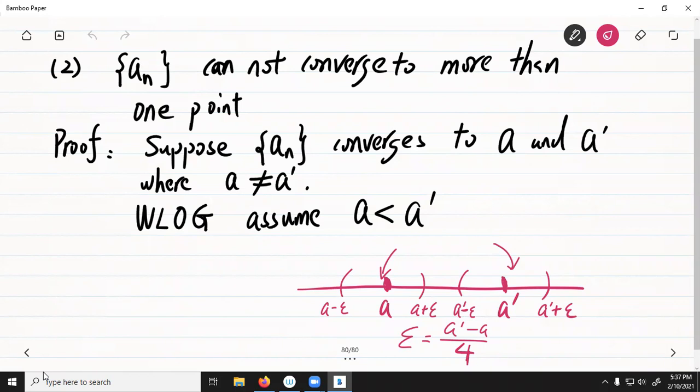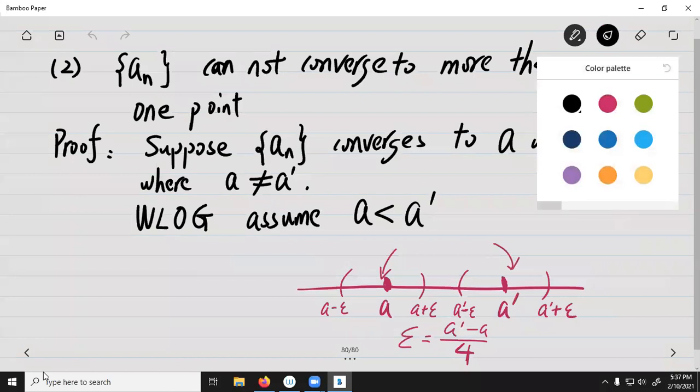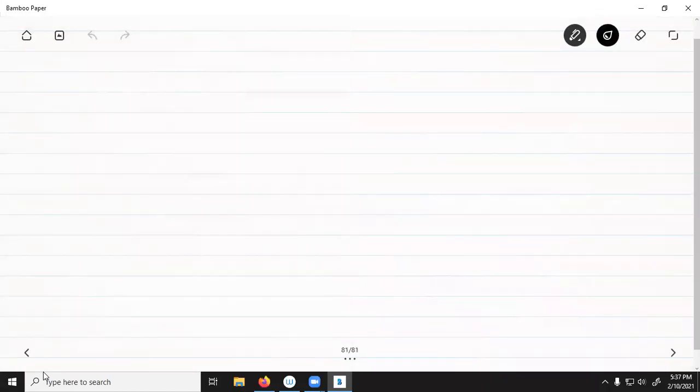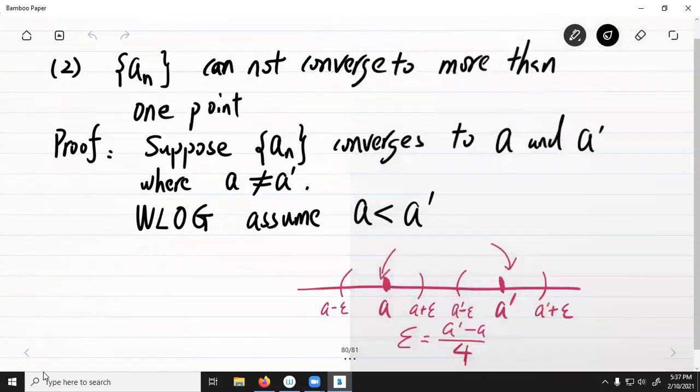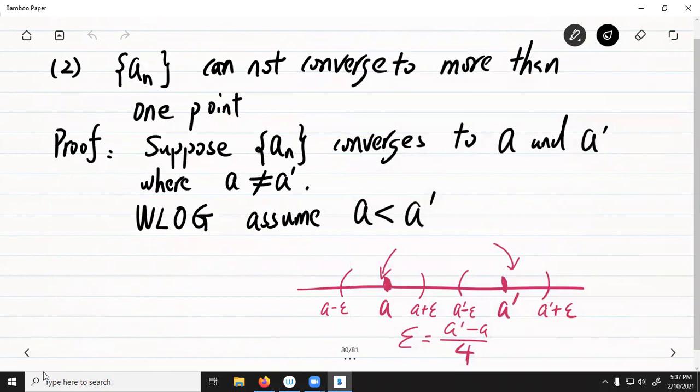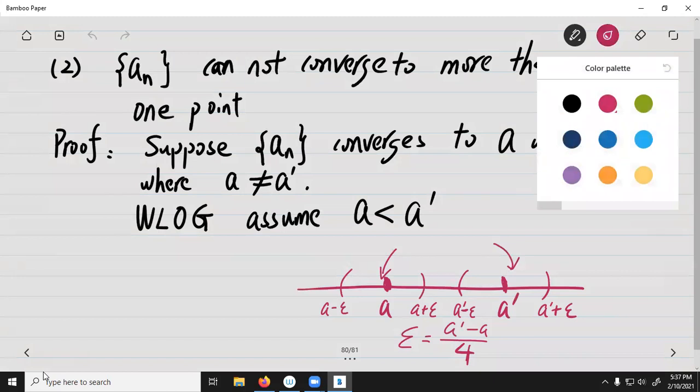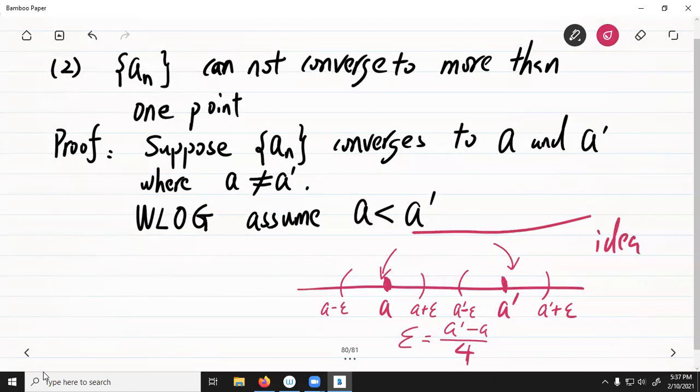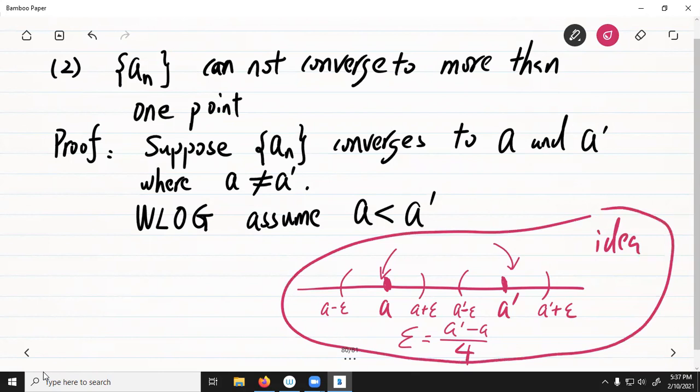Okay, so now let's continue. Let's write this is the idea. So we take this epsilon to be A prime minus A divided by 4. This red color should not be in your proof. This is just some ideas, on your scratch paper.